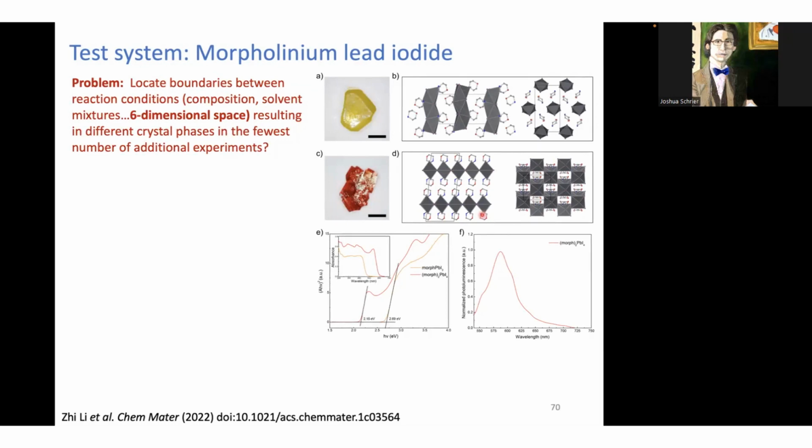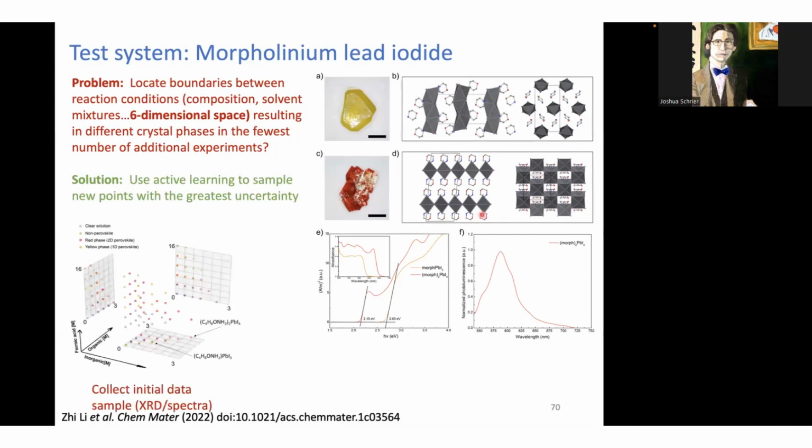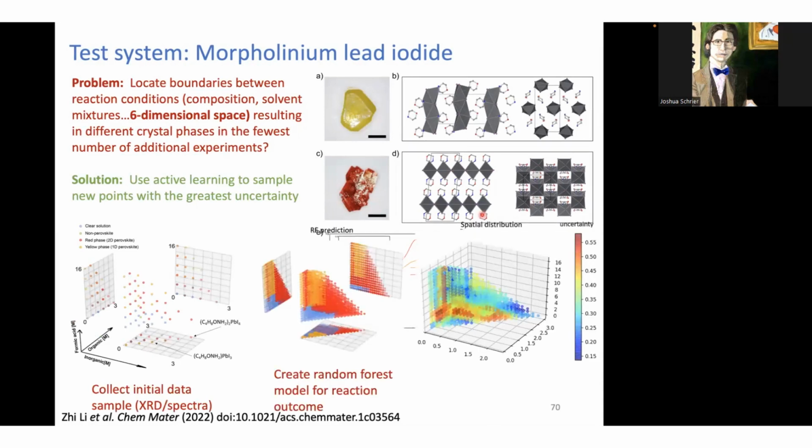But trying to map this out and find out what the variables are that control this, right? And where exactly this boundary is in this six-dimensional space, is something that would be really hard to do through brute experimentation. And so, our approach was to frame this as an active learning problem, right? We start off by collecting some initial data set that we can characterize. We create a random forest model for the reaction outcome, and then we can quantify the uncertainty and request new experimental data points at those most uncertain regions.